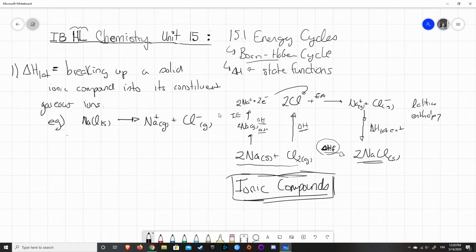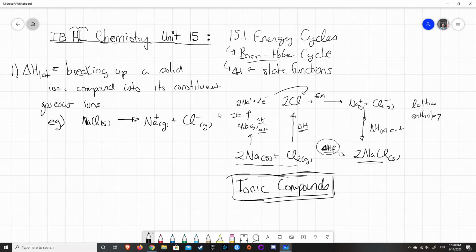So it's how much energy we have to input. We have to input energy in order to, of course, take a solid and turn it into a gas. That's an endothermic process. And we also need to break the ionic bond. We need to break the attraction between the sodium and the chloride ions. So we have to input energy in order for this to go forward.